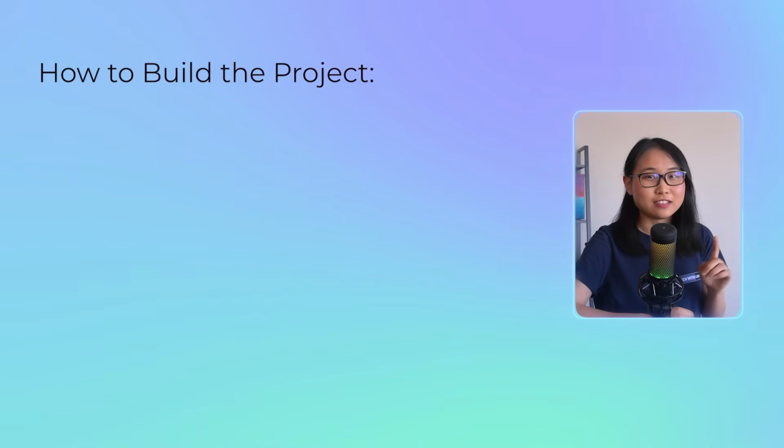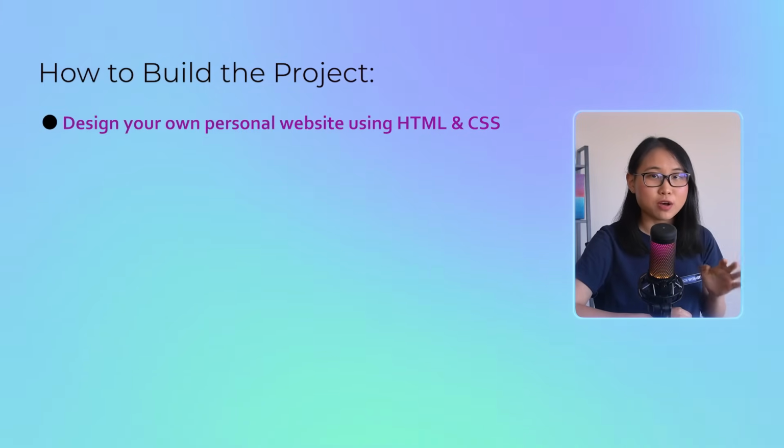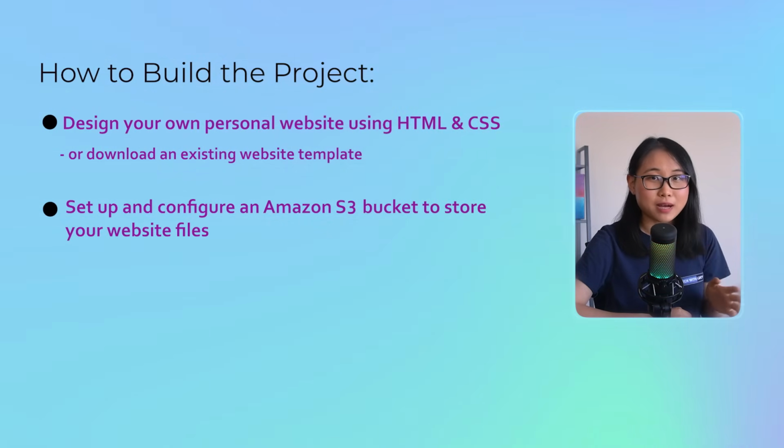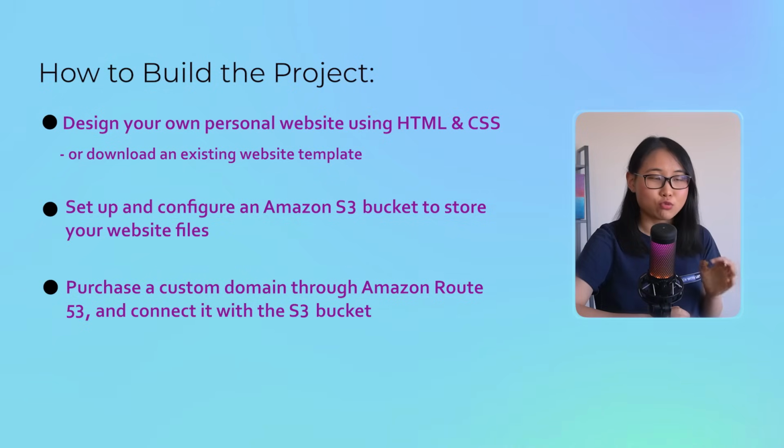Now, there are many ways to host a website on AWS, but here's what I recommend doing. Step number 1, design your own website using HTML and CSS or download an existing website template. Step number 2, set up and configure an Amazon S3 bucket to store your website files. Step number 3, purchase a custom domain through Amazon Route 53 and connect it with an S3 bucket. Once that's done, you'll be able to view and access your website through the custom link.